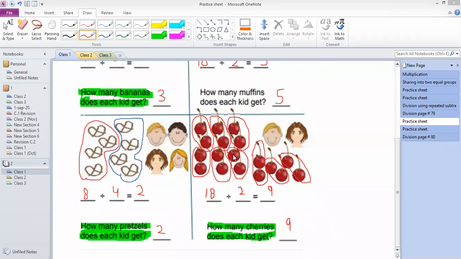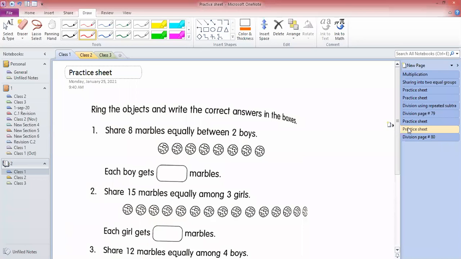I again repeat. Because you have to distribute between 2 kids, that's why you start making groups of 2. You make groups of 2 in all 18 cherries, and then finally to find out the answer, you count the number of groups. How many groups? 1, 2, 3, 4, 5, 6, 7, 8, 9. So there are 9 groups. That means every kid will get 9 cherries. Let's come to the other worksheet.